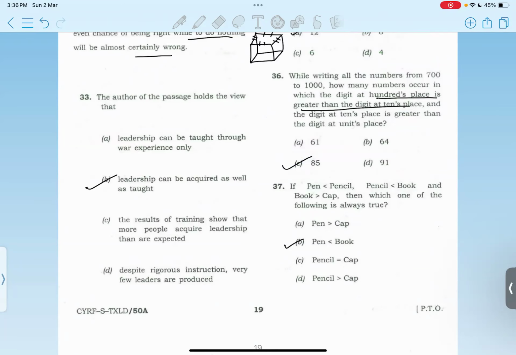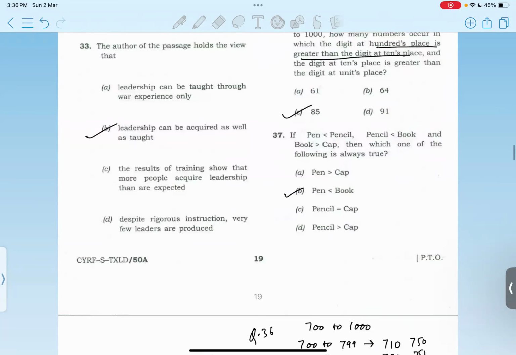Option C. Now we are given this condition: pencil greater than pen, book greater than pencil, and book greater than cap. So which is going to be always true? It would be option B, book is greater than pen.